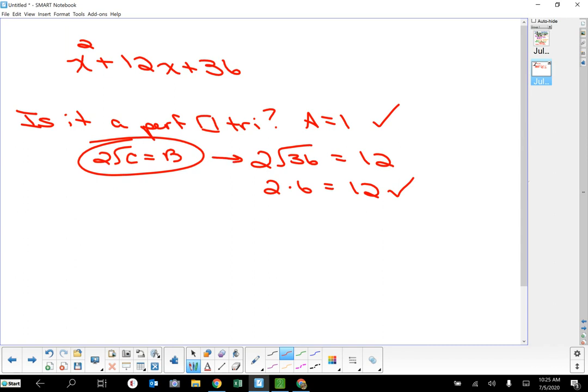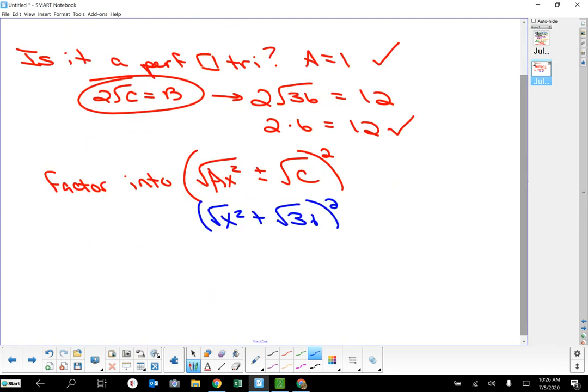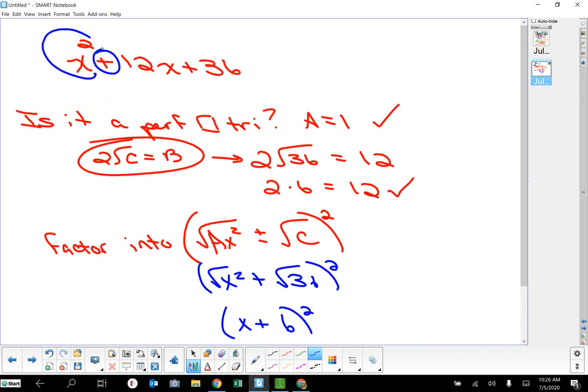And so this is a perfect square trinomial, so we can factor it into the root of ax squared plus or minus the root of c, quantity squared. Well, the root of ax squared is the root of x squared. And then I want the sign from the b term, and then the root of 36 squared. And you're going to simplify this to make it x plus 6 quantity squared. And you could take that right from up here. The root of that plus the root of that. Okay? Let's do one more.